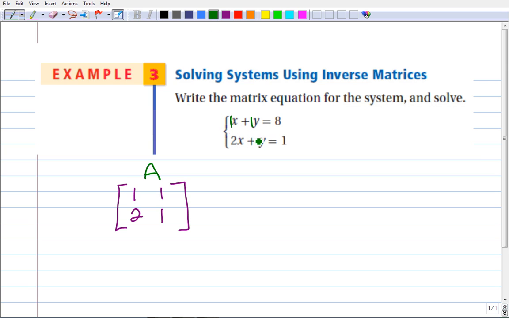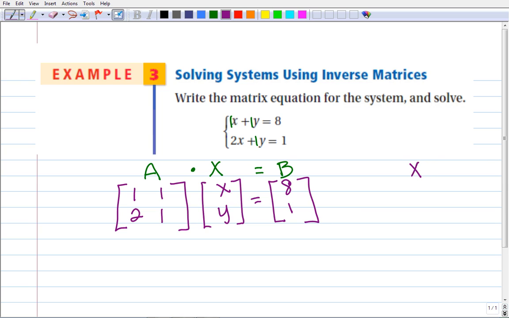There's that 1x, 1y, 2x, 1y. I'm going to multiply this by my variables, since we're solving for my variables. Well, I have two variables here, x and y, so I could set this up as x and y. And then I have equals B, which is my constant matrix. So I'll have equals, and then my constants are 8 and 1.